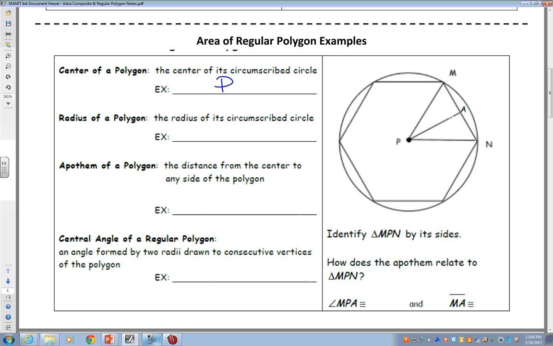Point P. Then the radius of the polygon is the radius of the circumscribed circle. PM is one of the radii. That's a radius right there. There's another one, PN. Notice that for it to be a radius, it goes from the center to the corner of the polygon. So PM and PN are radii.